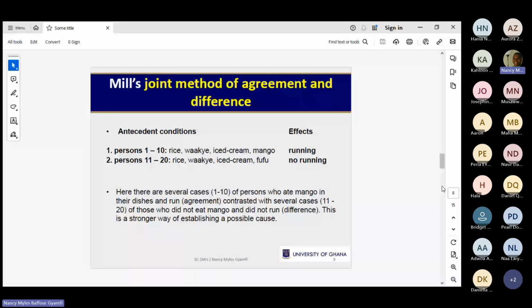Now, when you compare the two, within the ladies it agrees that wherever mango was found, running was also found. And then when you compare the mango group versus the non-mango group, whoever didn't take mango also didn't have running. Then we have a stronger ground to suspect mango. This is stronger than the method of difference, where it was just one person versus another, or a few versus another. You don't have strong ground there. But here, these are different people from different places who have gathered. They all took the same meal.